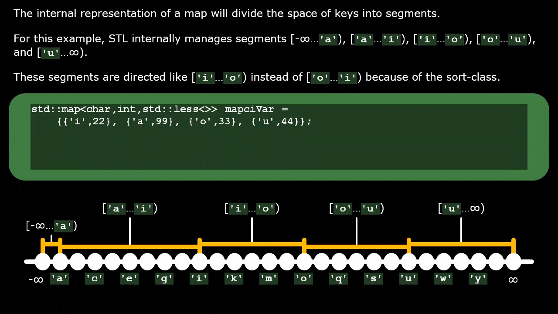STL's internal representation of a map will divide the space of all keys into segments. In this example, STL internally manages key segments from -infinity up through A, and from A through I, from I through O, from O through U, and from U up through infinity. In each case, that key segment has an inclusive start and an exclusive end. These key segments are directed like I to O instead of O to I because of the sort class template parameter.